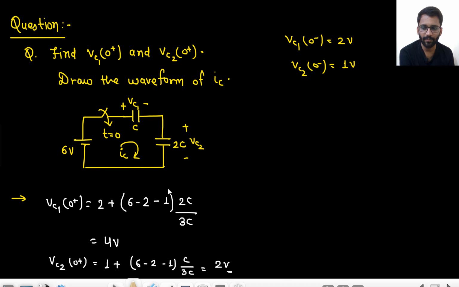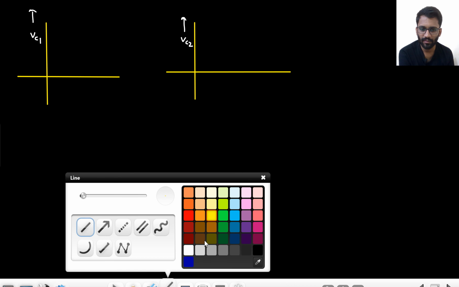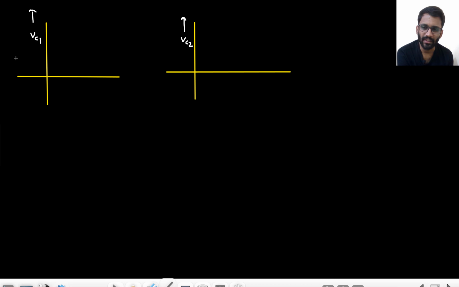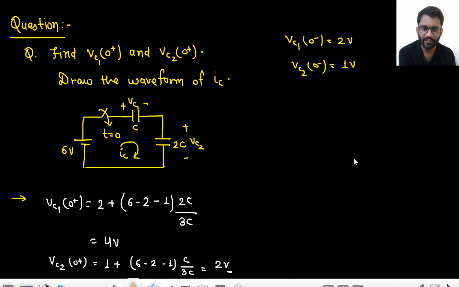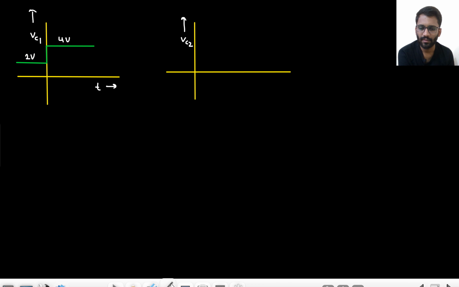Vc1, first it was 2, then it went up to 4 volt. What about Vc2? First it was 1, then went up to 2 volt, from 1 volt to 2 volt. Right? Now you need to write down the equation of IC1 and IC2.